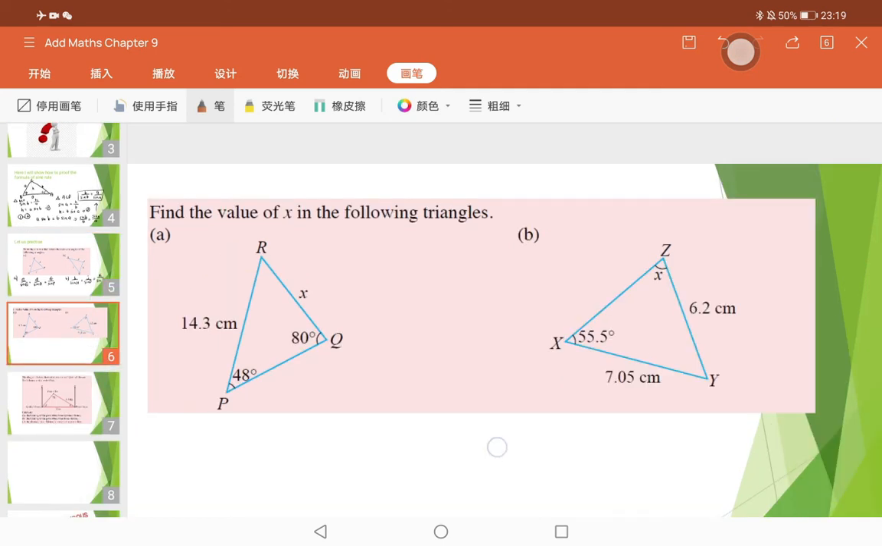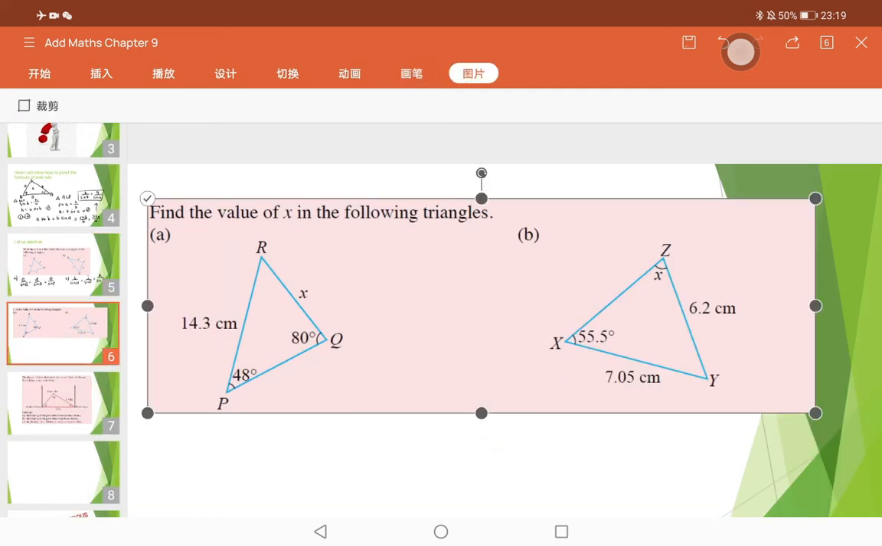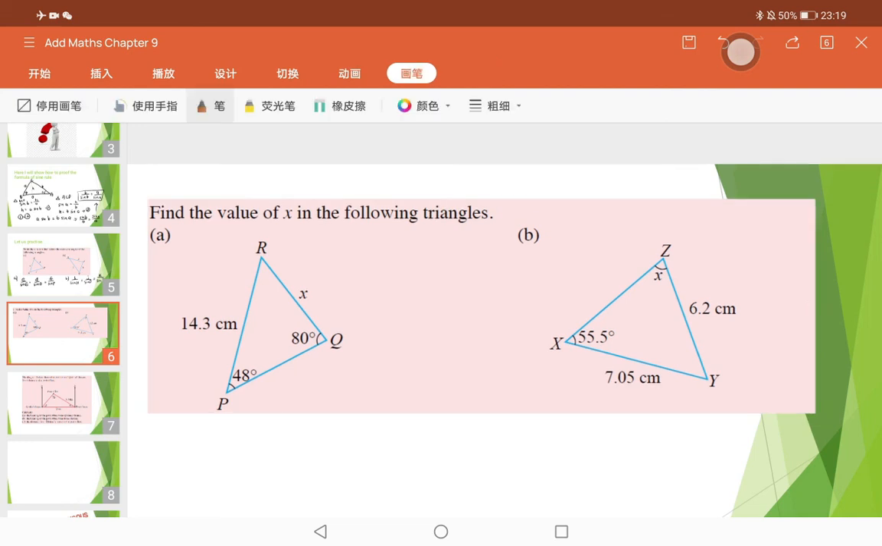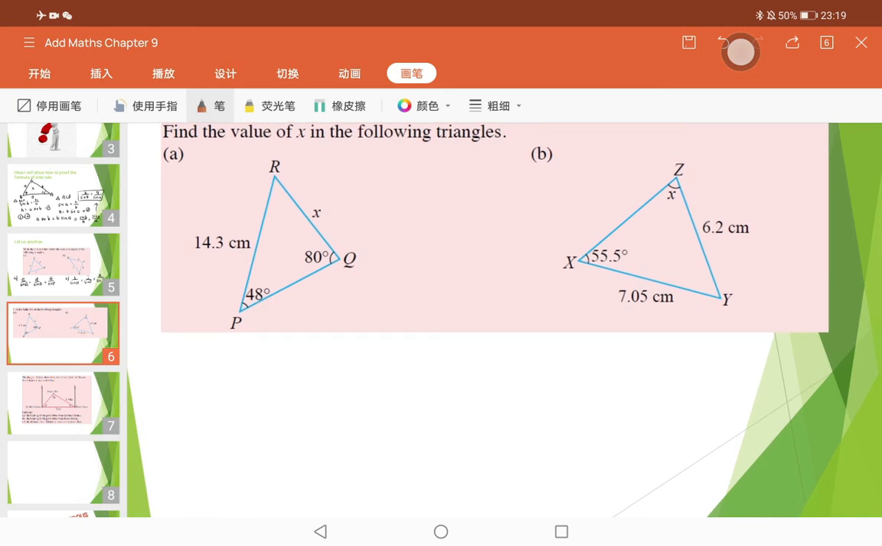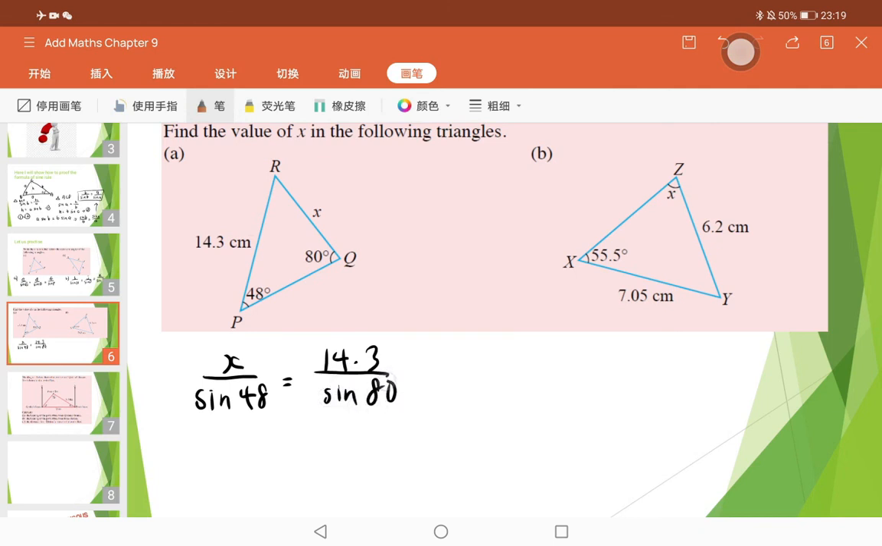So find the value of x. So you have to apply the sine rule formula to these equations here. So how do we find x here? So we have x over sine 48 equals to 14.3 over sine 80. So you will get x equals to 14.3 over sine 80 times sine 48. So you will get the answer here.